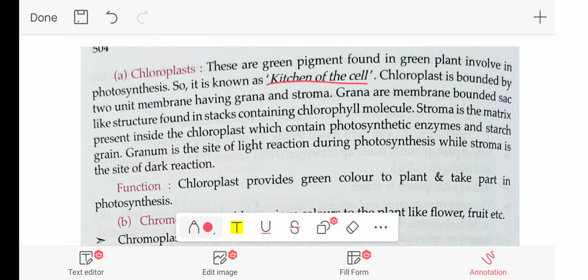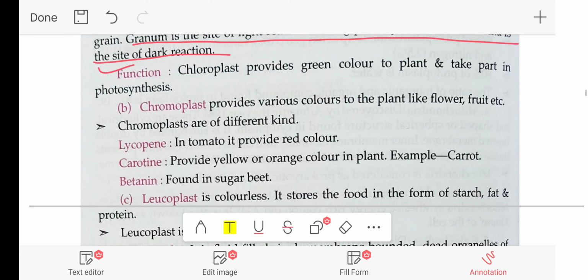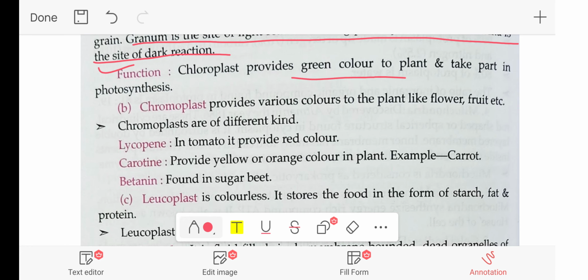Grana are membrane-bounded sac-like structures found in stacks containing chlorophyll molecules. Stroma is the matrix present inside the chloroplast, which contains photosynthesis enzymes and starch grains. Granum is the site of light reaction during photosynthesis, while stroma is the site of dark reaction. Function of chloroplast. Chloroplast provides green color to the plant and takes part in photosynthesis.